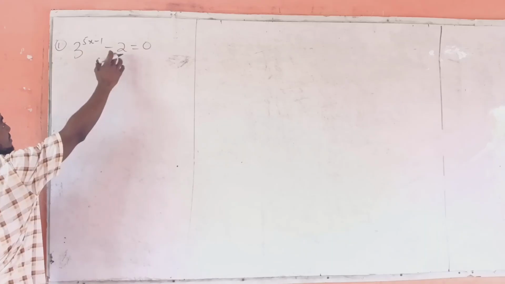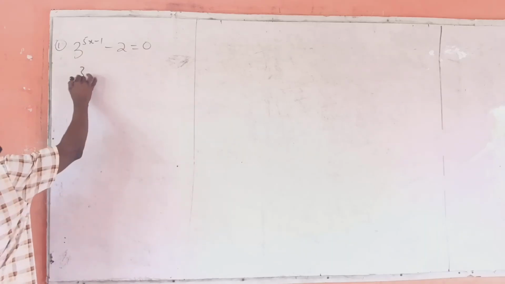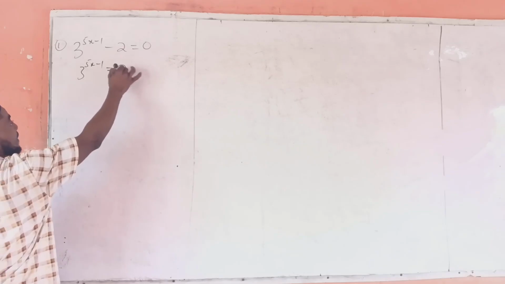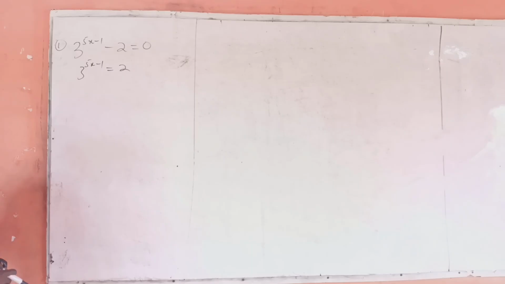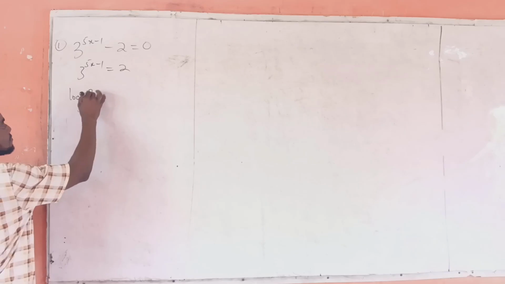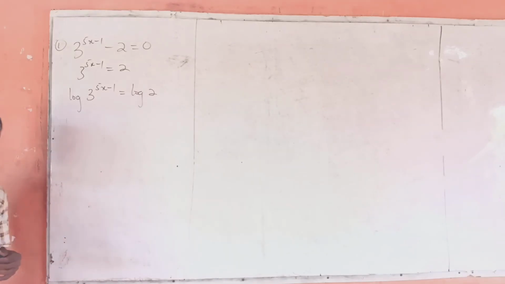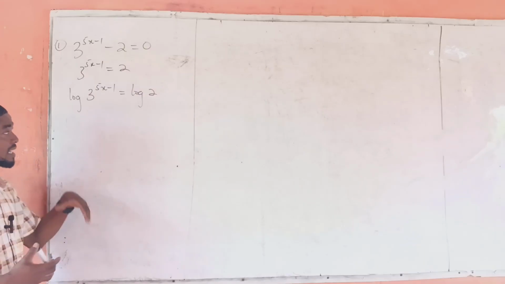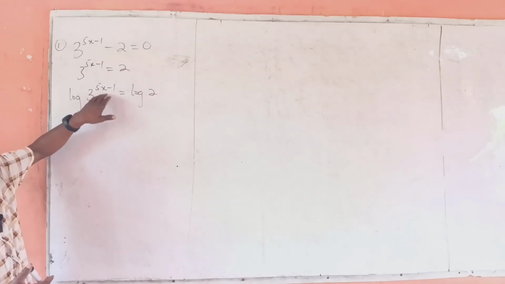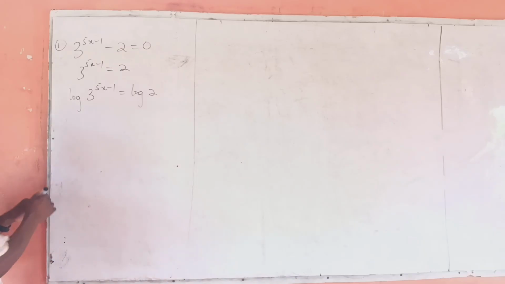So we first of all send the constant to the other side. And then by doing so, we get 3 exponent 5x minus 1 is equal to positive 2. Now we take logarithm of both sides. Taking logarithm of both sides, I get log 3 exponent 5x minus 1 is equal to log 2. And then right there, from the laws of indices and logarithm, when you have a situation like this, you can move the power to the front of the log.